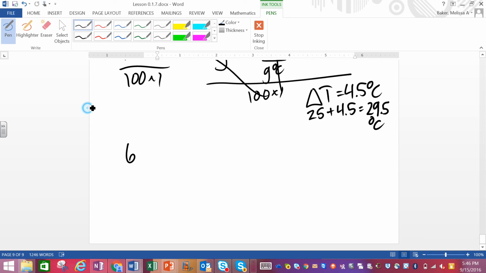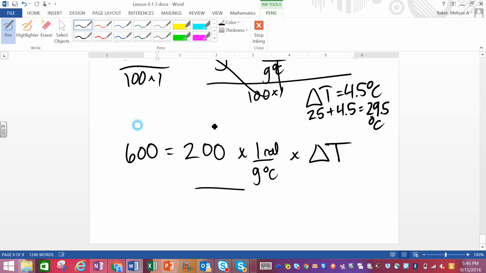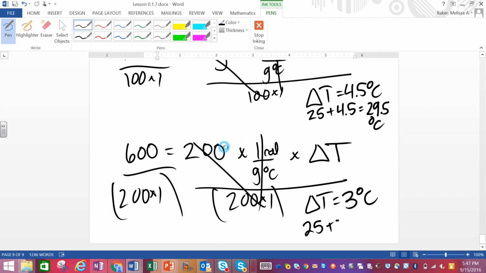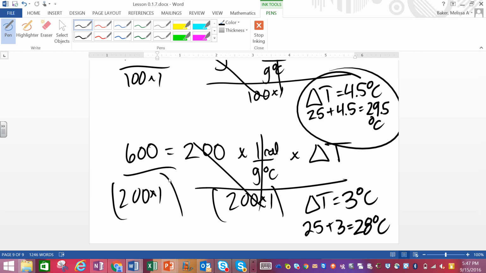So let's try this again, but 600 calories equals the mass, which is 200 grams in the second one, multiplied by 1 calorie per gram degrees Celsius, multiplied by the change in temperature. Again, I'm going to divide both sides by 200 times 1 to get the change in temperature by itself, and the change in temperature for this one is 3 degrees. So 25 plus 3, it's only going to go up to 28 degrees Celsius. So my reasoning was correct that that top one is going to heat up a little bit more. So there you go. It was a beast.